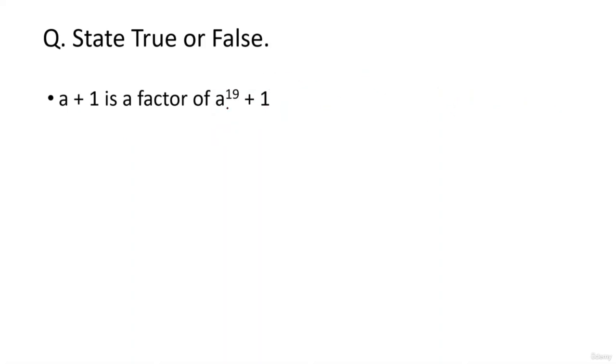The other way is you can observe the expression as a raised to 19 plus 1 raised to 19. It is of the form a raised to n plus b raised to n, right? And we observe that for a raised to n plus b raised to n, if n is odd, definitely one factor will be a plus b. Here in this case, it's a plus 1. So a plus 1 is a factor of the given expression. The statement is true. Let's go on to the next question, guys.